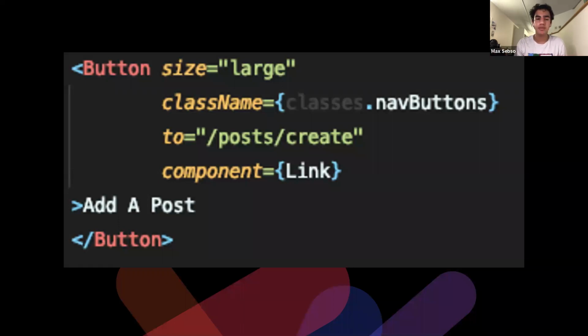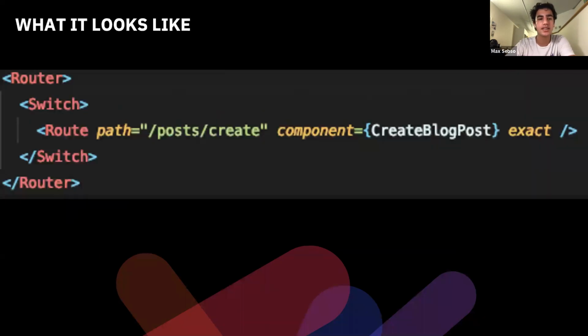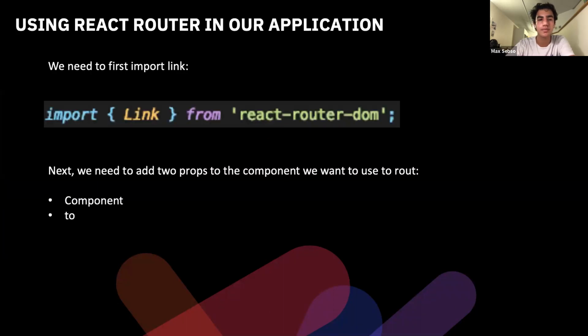The to prop is basically where all of the logic is, and it's basically saying where is this button leading to? And so we want this button to lead to the route or the path that we established for create blog post. And if we go back, we can see that that path was /post/create. And so remember, once we type this path into the URL, we should display the component create blog post.